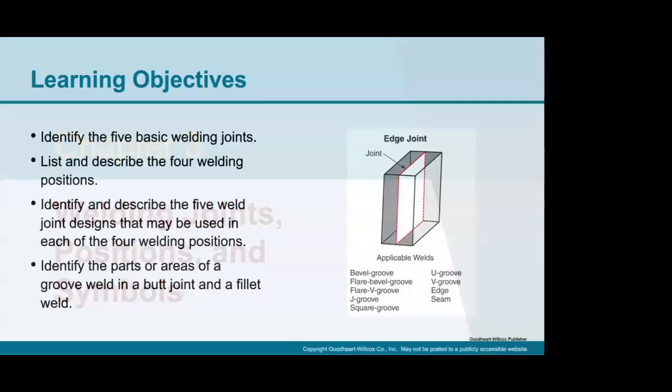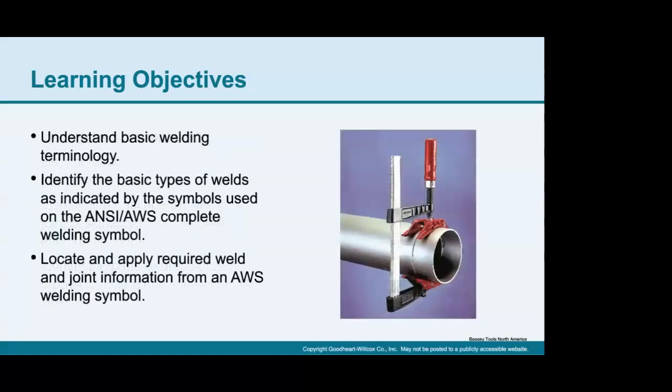The learning objectives for this chapter are to identify the 5 basic weld joints, list and describe the 4 welding positions, identify and describe the 5 weld joint designs that may be used in each of the 4 welding positions, identify the parts or areas of a groove weld and a butt joint and fillet weld. Understand basic welding terminology, identify the basic types of welds as indicated by the welding symbols used on the ANSI AWS complete welding symbol, locate and apply required weld and joint information from an AWS welding symbol.